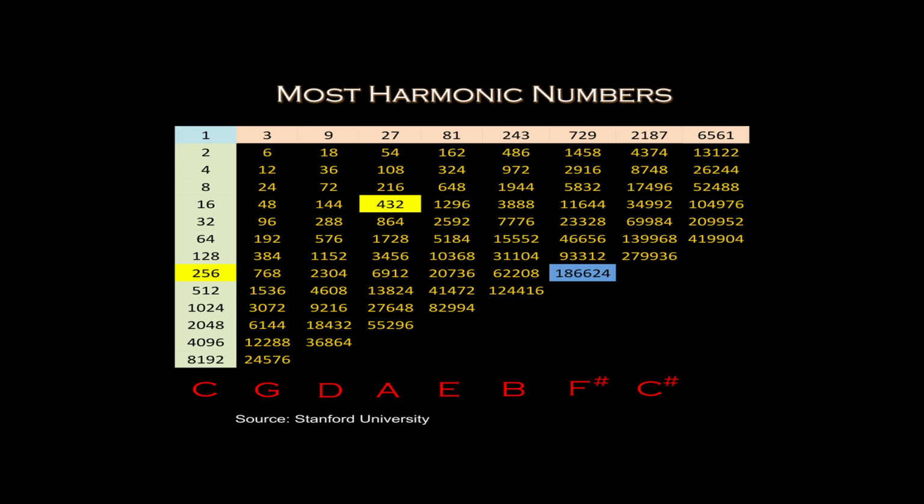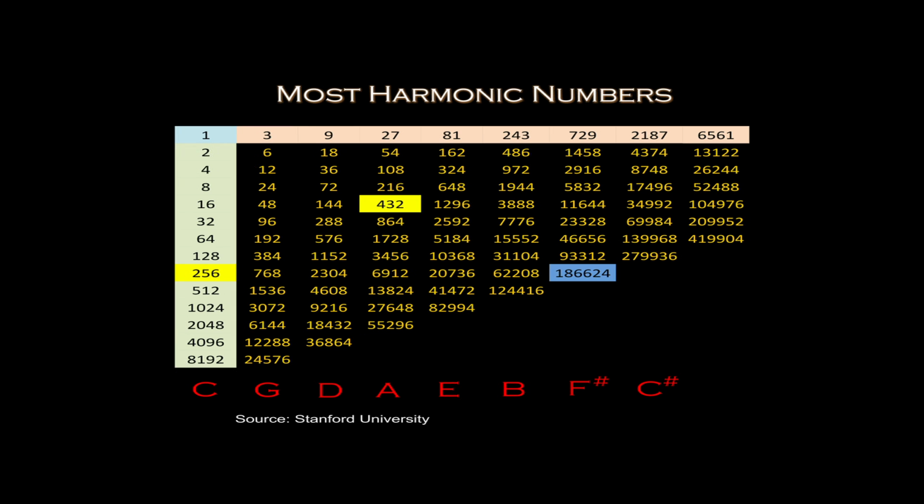Also, just one other thing to note, the blue box, 186,624, is less than 1% off from the accepted speed of light, which is 432 squared. One of the other things to notice is that the entire left-hand column, those are all octaves of C. The column next to that, all octaves of G. The one next to that, those are all octaves of D using Pythagorean tuning. Every number in here does that.